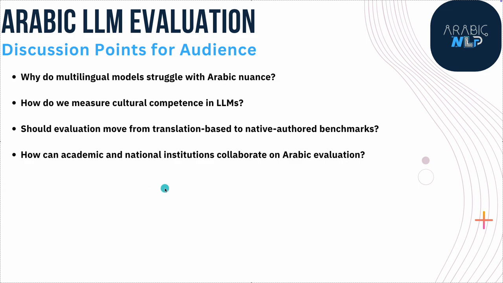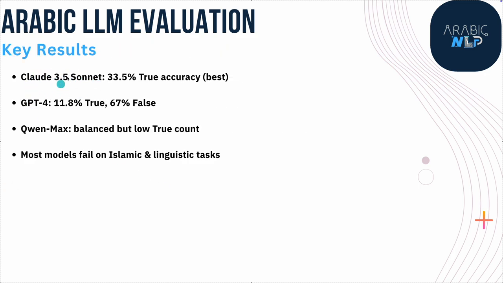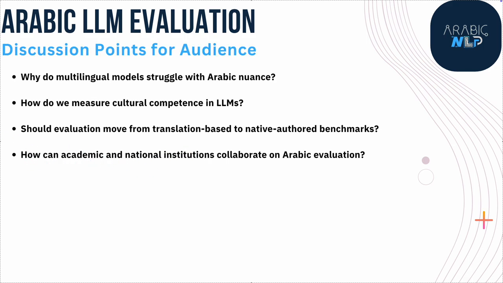And yeah, we can see, for example, that Claude Sonnet achieved good results here. But most models fail on Islamic and linguistic tasks. Okay, we have some questions here, and this is what the paper tried to raise for the community. So first, why do multilingual models struggle with Arabic? Then how do we measure cultural competence in LLMs? Then should evaluation move from translation-based to natively authored benchmarks? And lastly, how can academic and national institutions collaborate on Arabic evaluation?